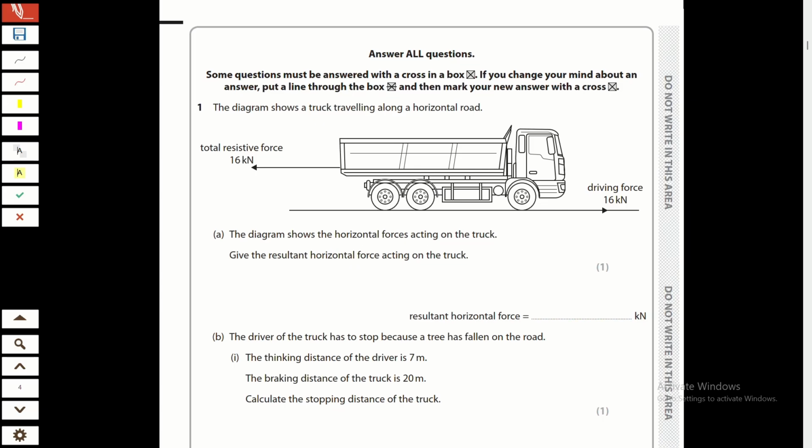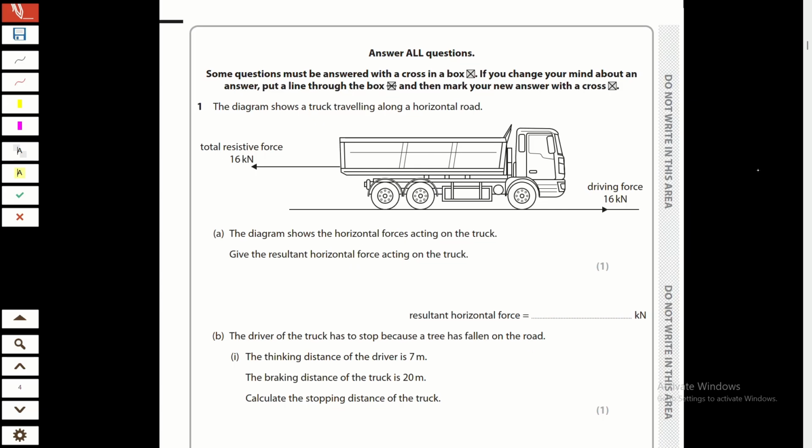So question 1 is about a truck traveling along a horizontal road. The diagram shows a truck traveling along a horizontal road. As we can see, there are two horizontal forces being applied. One is a driving force, another one is a total resistive force. The first question is, the diagram shows the horizontal forces acting on the truck. Give the resultant horizontal force acting on the truck.